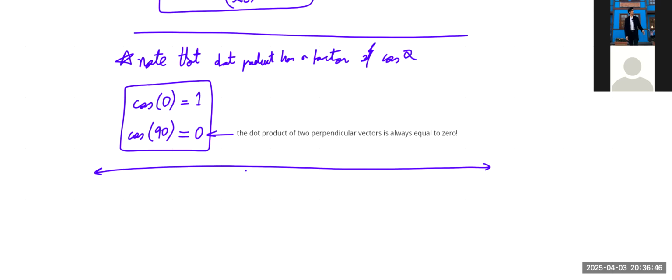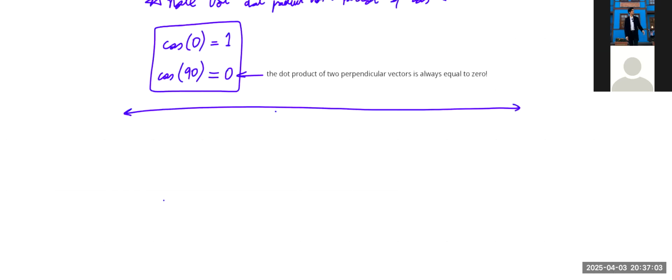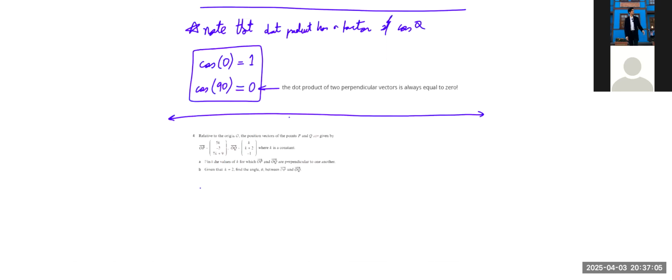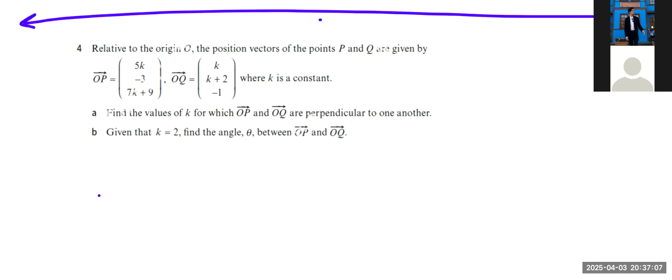By the way, if they're 3D vectors, the idea stays exactly the same. The dot product is the same, all the ideas are the same. Now, let's do a quick question where we're going to use the fact that the dot product is 0 when they're perpendicular. So you have two vectors OP and OQ, and you want to find the value of K such that the two vectors are perpendicular to each other.